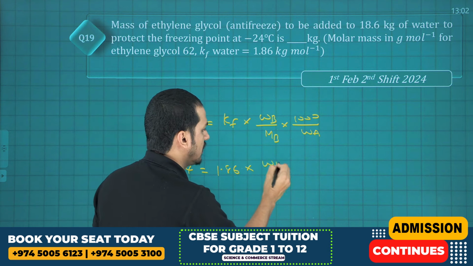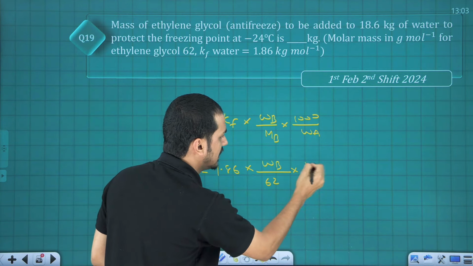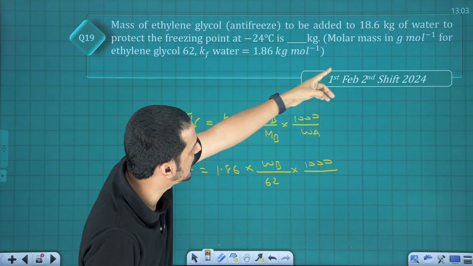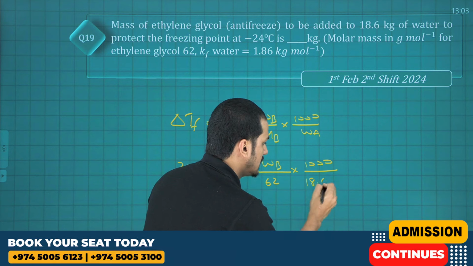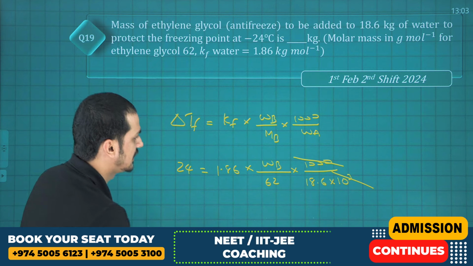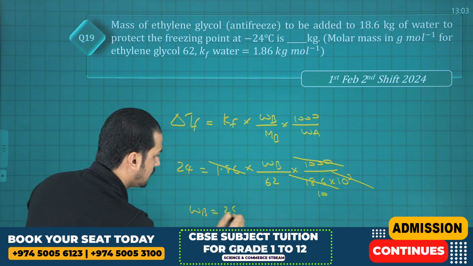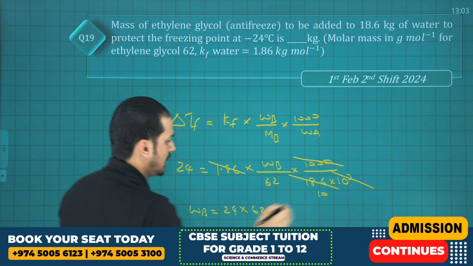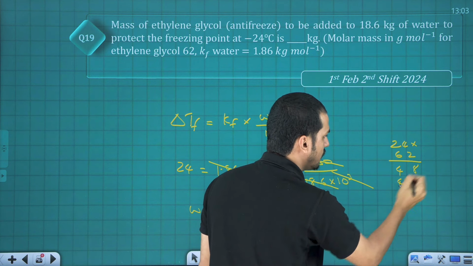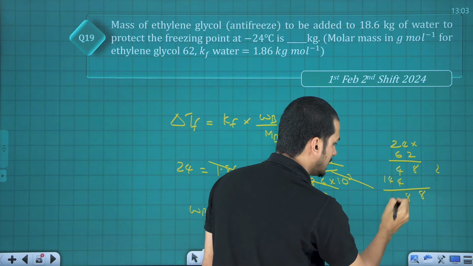How much amount we have to find out? WB. Molar mass of ethylene glycol they have given, that is 62. Into 1000 divided by WA, the given mass of solvent. So that's added to 18.6 kilogram water, so 18.6 into 10 raised to 3. I can cancel this. From there I will get WB. This 1.86 and 18.6, that will be 10. So WB equal to 24 into 62 into 10. While multiplying 24 into 62, you get 8, 8, 4, 1.